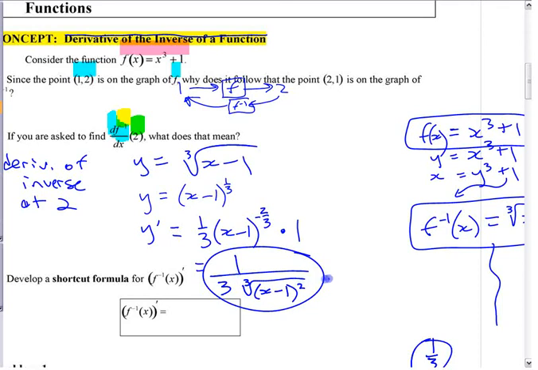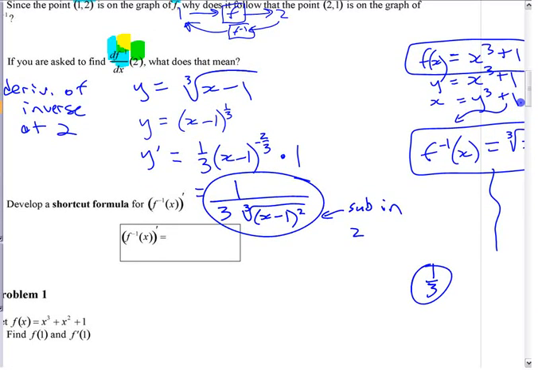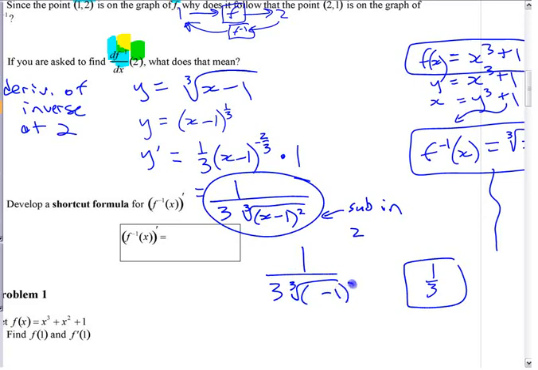You could also find, and then you can sub the value in, right? So if you want the derivative of the inverse at 2, and then you could sub in 2 there. Does it work? What do we get if we sub in 2? Remember, we want to aim for it to be 1/3. We saw on the graph that it should be 1/3. If I sub in a 2 there, 1 over 3 times the cube root of 2 minus 1, which is 1, 1 squared is 1, right? Cube root of 1 is 1. It does equal 1/3.